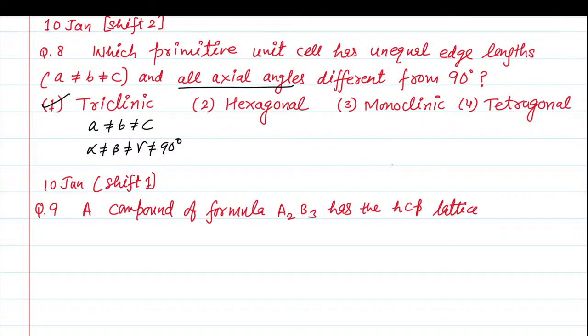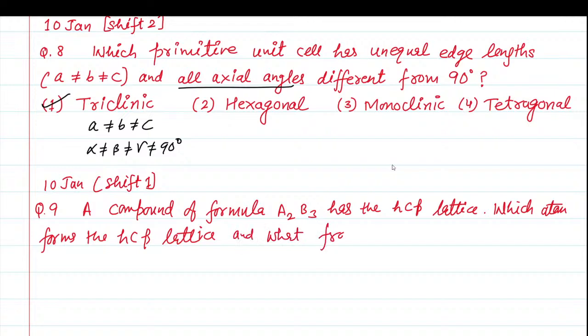Compound of molecular formula A2B3 has the HCP lattice. So which atom forms the HCP lattice and what fraction of tetrahedral voids is occupied by the other atoms?